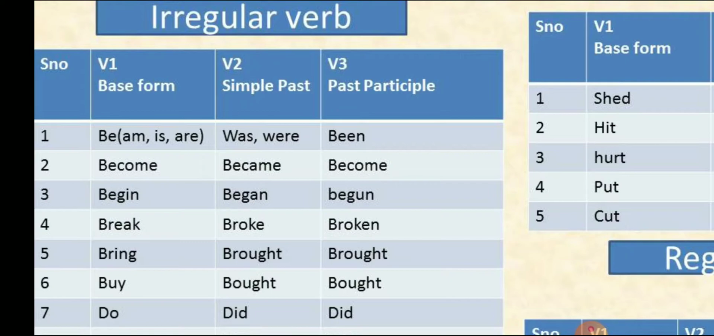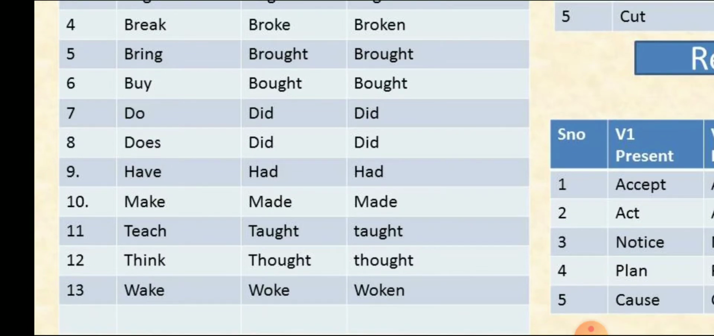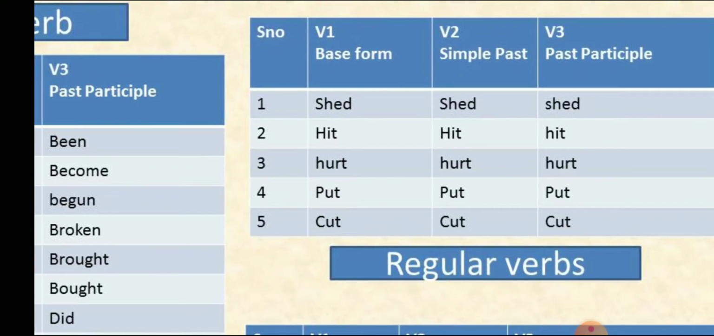Break, broke, broken. Bring, brought, brought. Buy, bought, bought. Do, did, done. Have, had. Make, made. Teach, taught. Think, thought. Wake, woke, woken. So there are similar pattern verbs. We can call these irregular verbs.